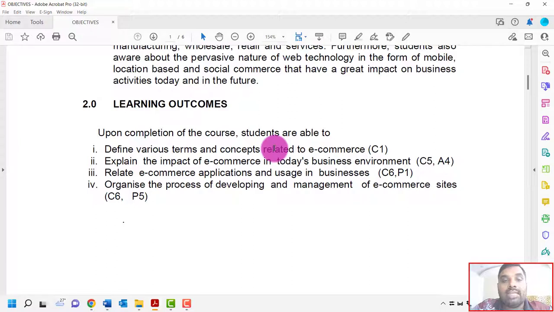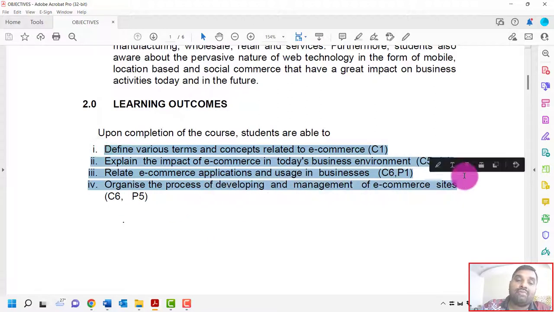Relate e-commerce application usage in business. Every day we are dealing with e-commerce applications with or without our knowledge. Organize the process of developing and managing e-commerce sites. There are so many e-commerce sites, and we'll explain them one by one throughout the semester. So these are the learning outcomes. Basically there are four learning outcomes you have to achieve upon completion of this course.